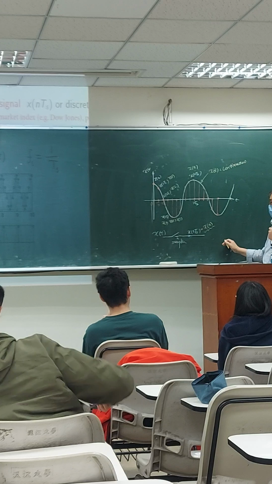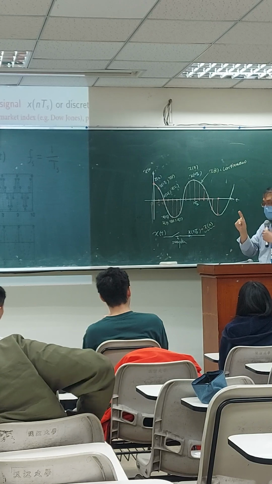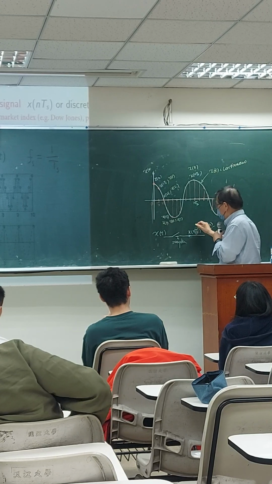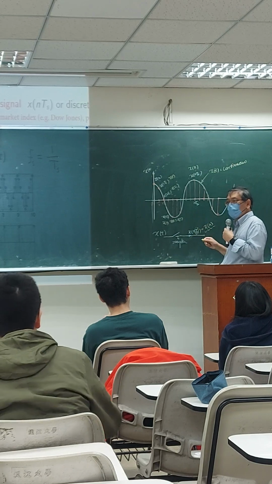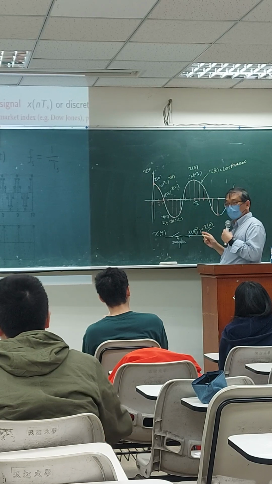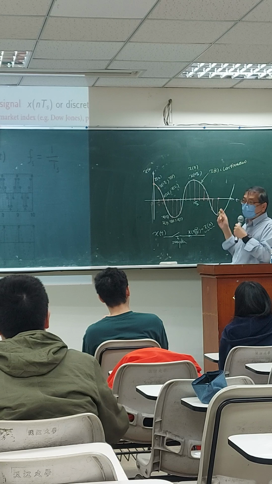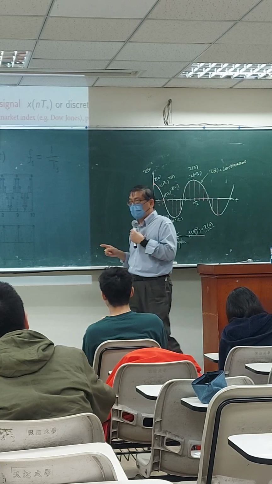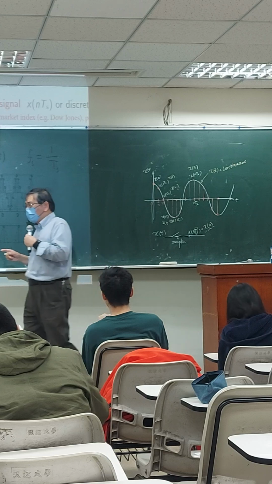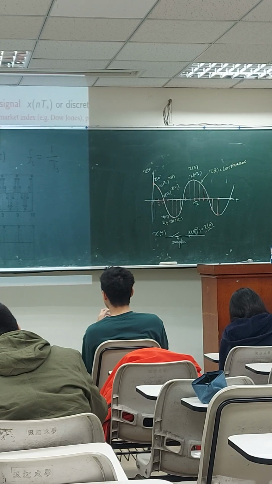But under one condition, we assume you and I know what the sampling time ts is. So you have to know what the sampling time is. Is that 1 second, or 0.1 second, or 0.001 second? Okay?